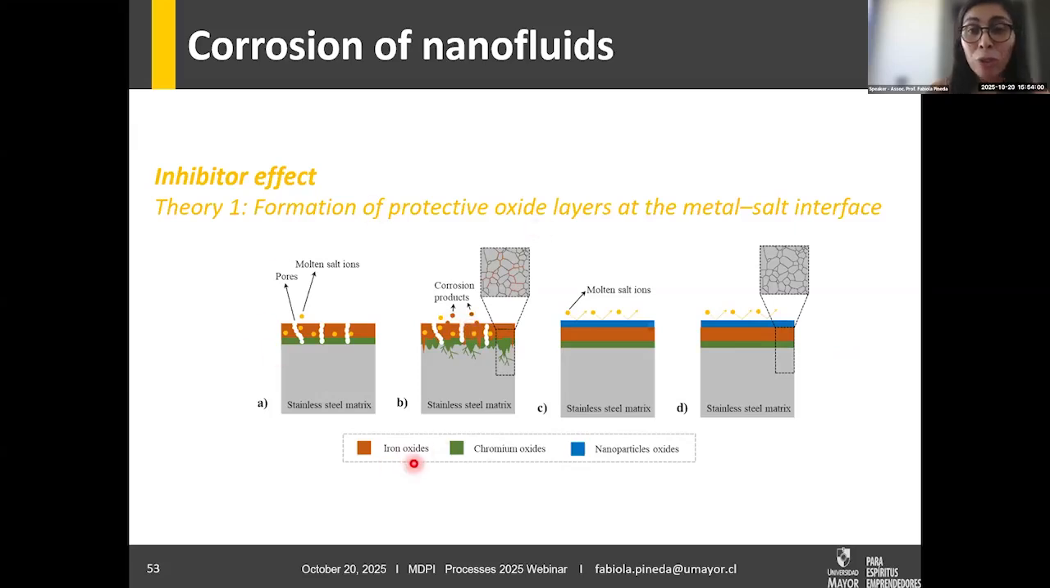This is the case when we don't use MXenes, and this is the case when we use MXenes. As you can see, we have defects in this case, we have internal corrosion damage, but when we use MXenes, we don't have those problems.